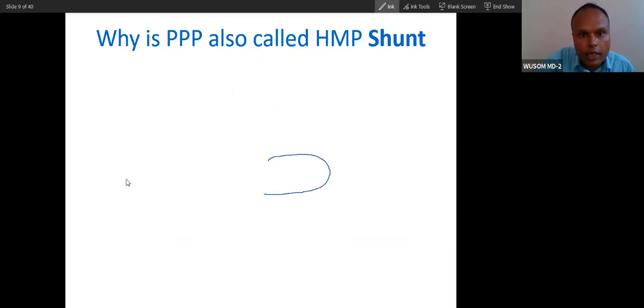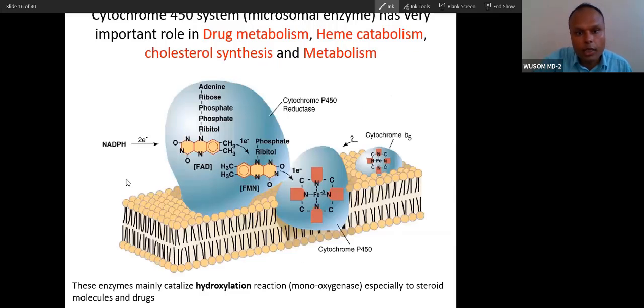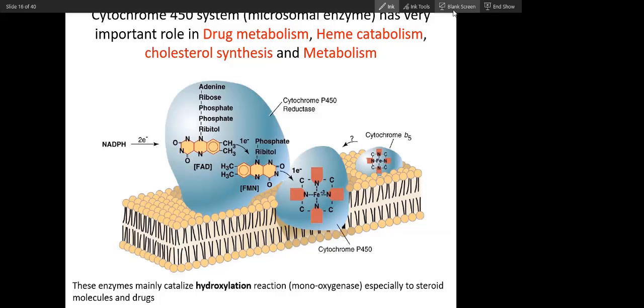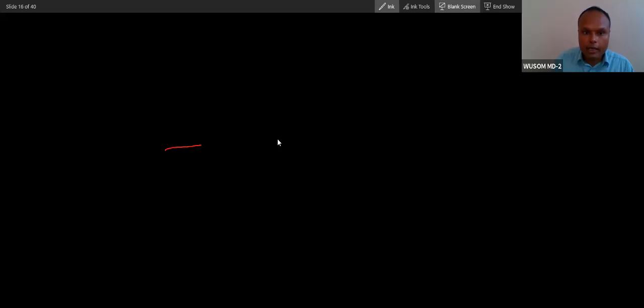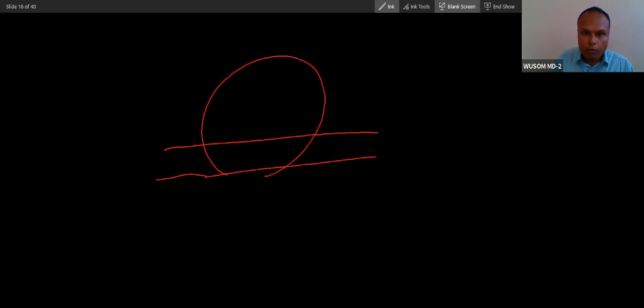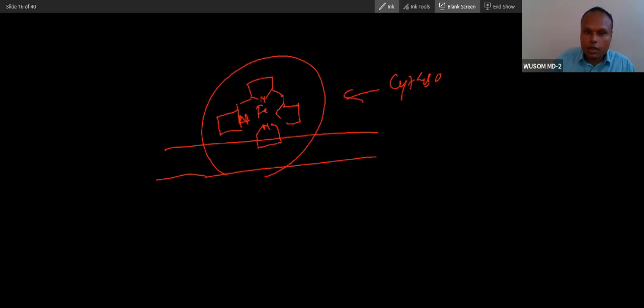Cytochrome 450. If you remember, I have shown this picture in cholesterol synthesis. So you can see this may seem complicated. This is the endoplasmic reticulum. In the endoplasmic reticulum, you have proteins, the cytochrome 450 system, the microsomal one. Many types of cytochrome 450 systems are there. And this cytochrome 450 system has heme at the center. So this is a heme protein. That is why cytochrome 450.